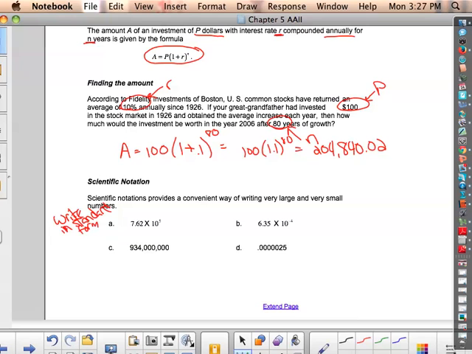So for the first two, I'm going to rewrite that. So I'm going to move that decimal 5 places to the right. If the exponent is positive, I'm going to move to the right. So that would be 762,000. Now in B, that is a negative exponent, so I'm going to move the decimal 4 places to the left. That's going to give me 0.000635.